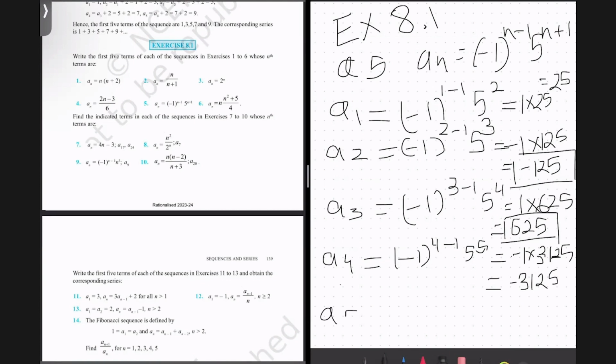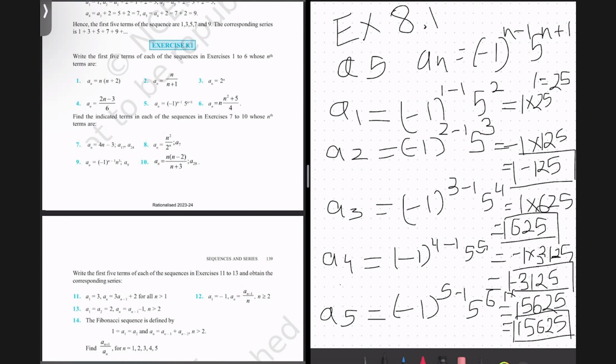Correct. Moving on to the fifth term of this sequence, minus 1 to the power 5 minus 1, so 5 minus 1, and into 5 to the power 6. Correct. So 5 minus 1 would equate to 4, and minus 1 raised to the power 4 is nothing but 1 in itself. 5 raised to the power 6 is 15625. Correct. So 1 into 15625 is nothing but 15625. Right. So that is how you're going to arrive at your answers. These are the first 5 terms of this sequence.